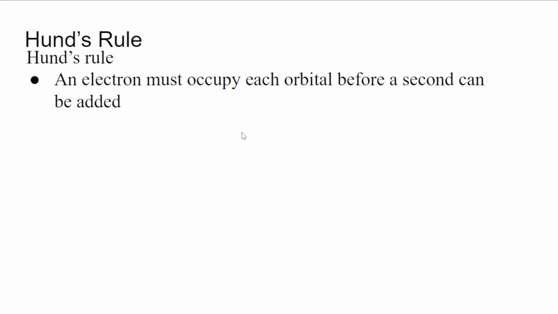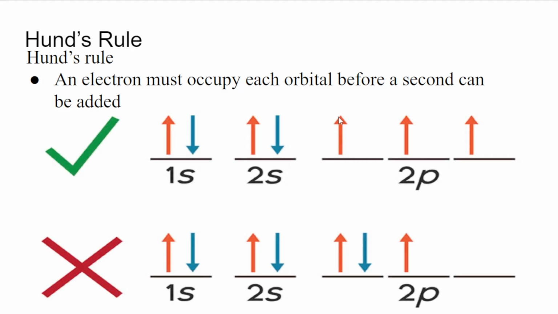Then you have Hund's rule. Electrons must occupy each orbital before a second can be added. So it's like this. We have to put 1 in each of these p's before we can double up in any of those p's.